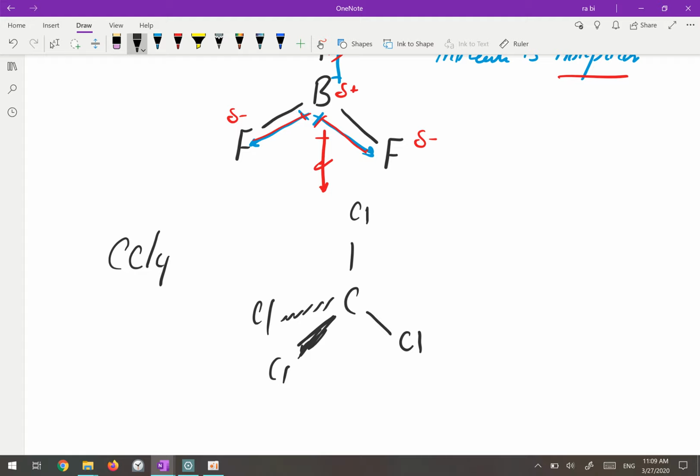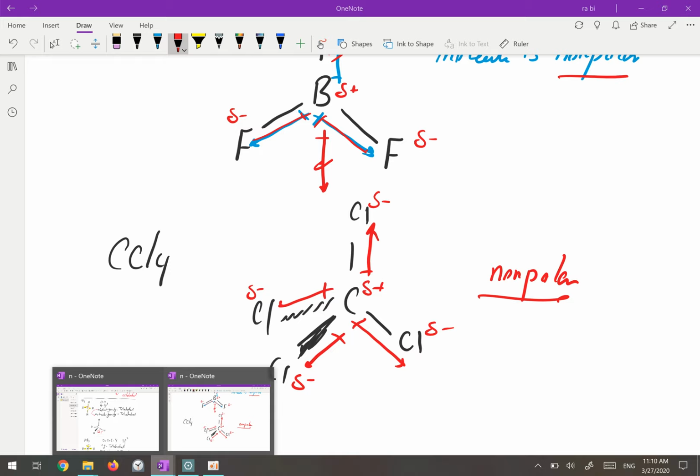Chlorines are more electronegative than carbon, so in all of the bonds, the chlorines get the partially negative charge and the carbon is partially positive charge. So you have four polar bonds here. But the molecule becomes nonpolar because these four vectors cancel out each other.